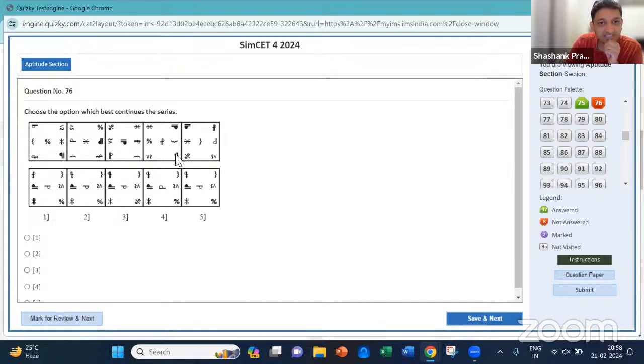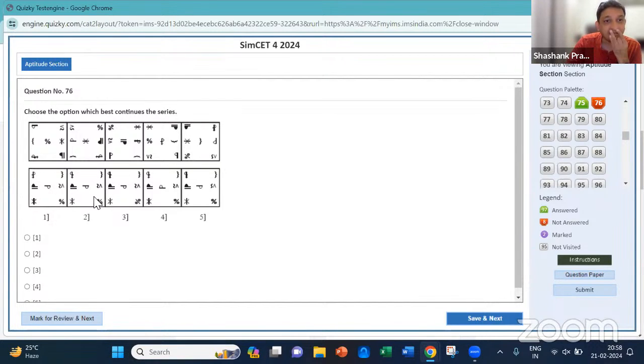Let's check the percentage sign as well. This one went here, mirror image. This one went here, mirror image. This one went here, mirror image. So this one will go here, mirror image. So percentage in the normal form. So option 3 is out. So 2, 4 and 5 are still left.